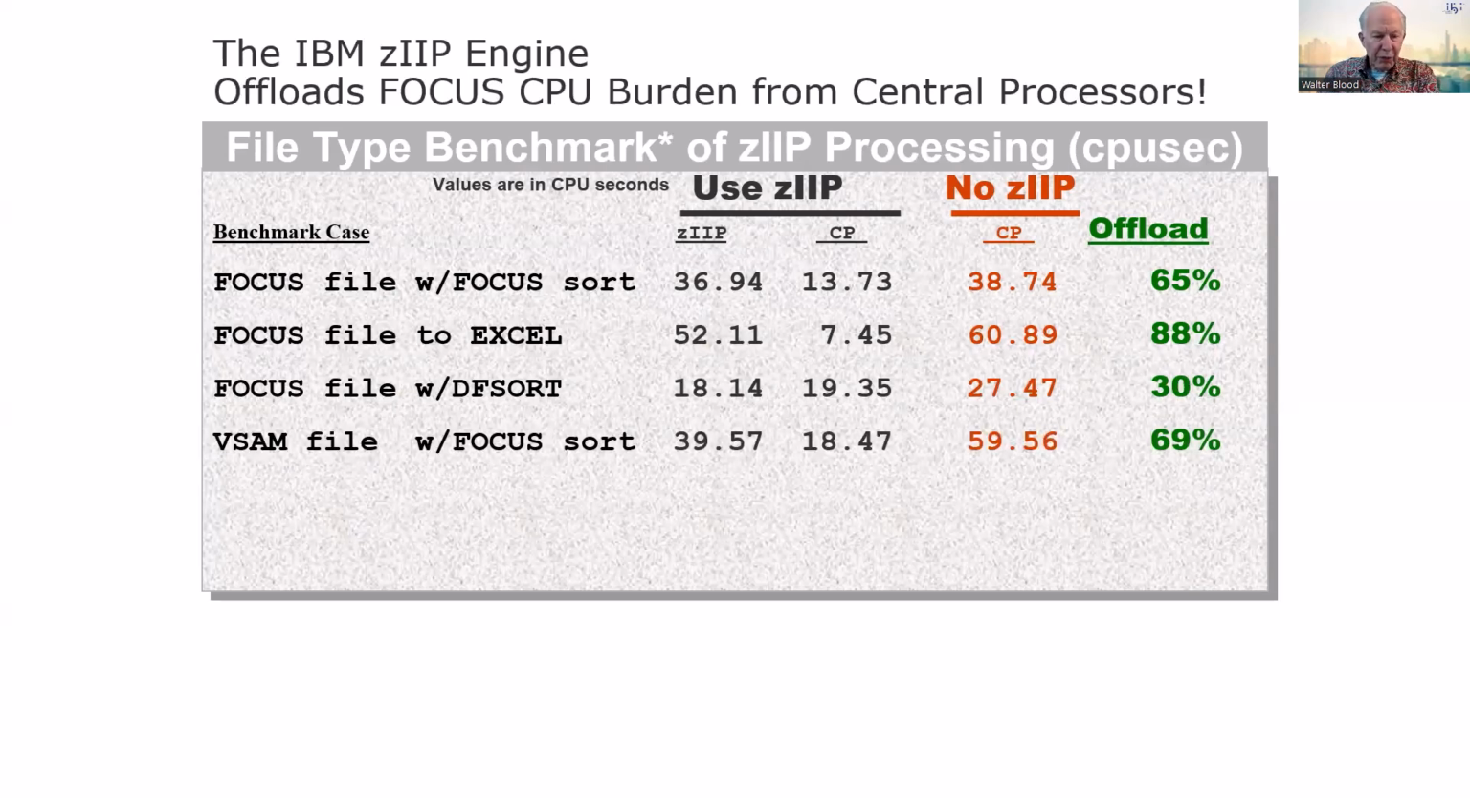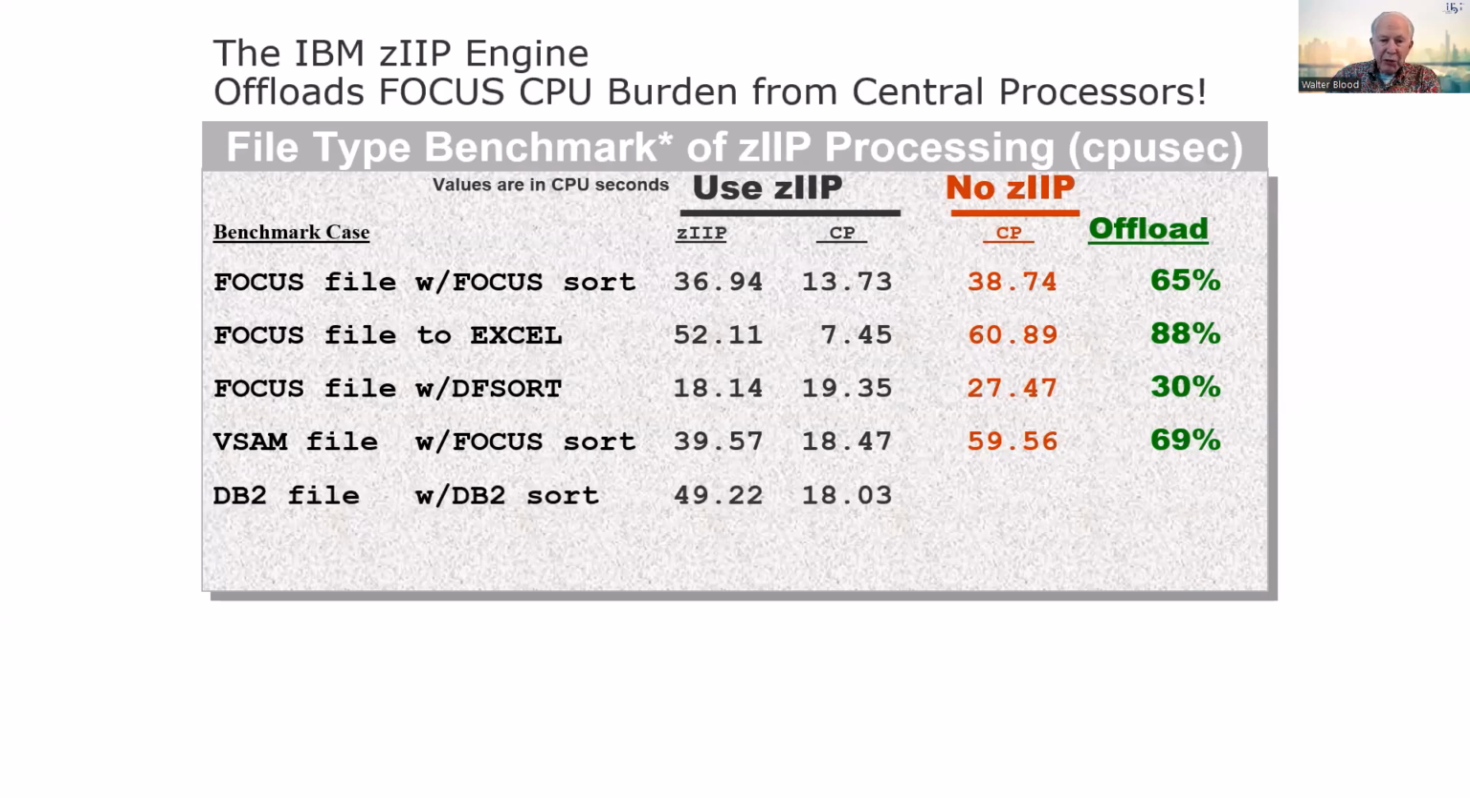Here's a VSAM file. With a VSAM file, which is a system file, we'll take a look with a focus-based sort. We've got a reduction of about 69%, moving from about 60 seconds without the zip to about 18 or 19 seconds on the CP once we've used the zip.